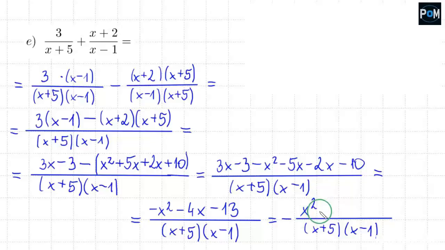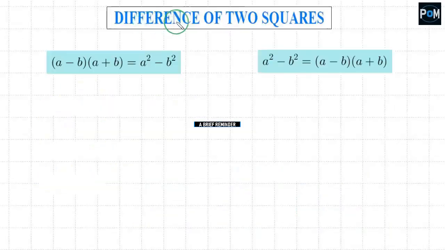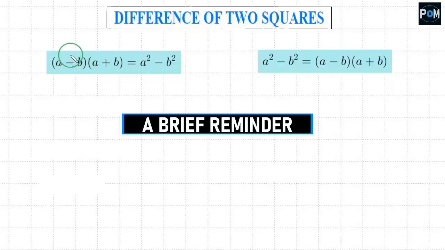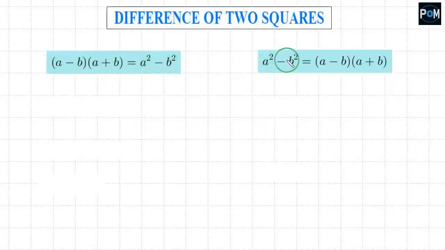It will be positive x squared, positive 4x, and positive 13. And this is the final result for example E. The formula for the difference of squares. This formula looks like this, or it can also be written in reverse order, like this.